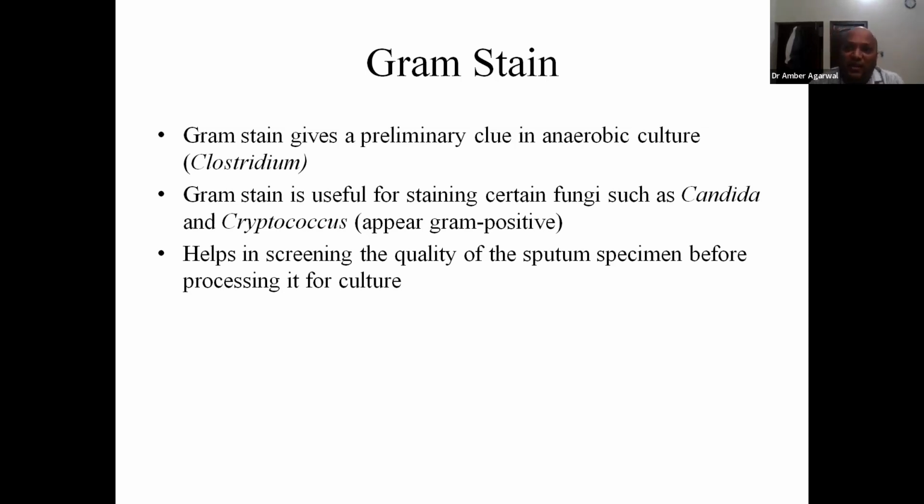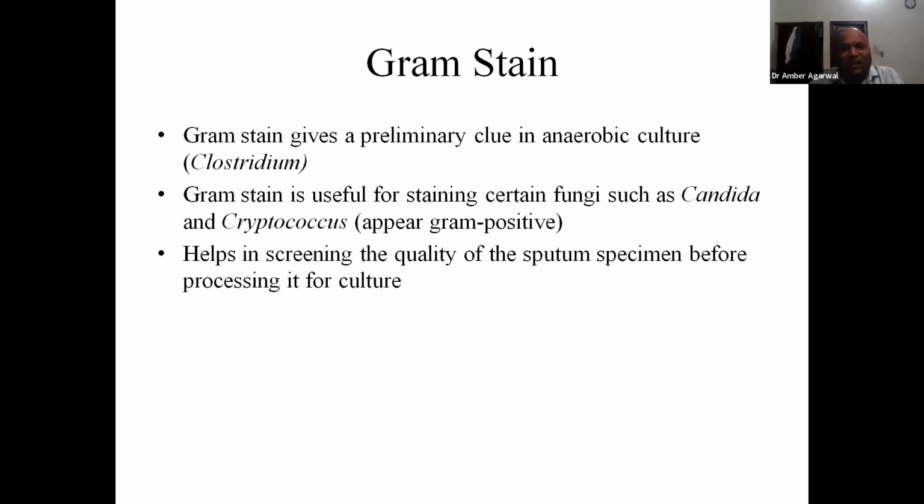Now, gram stain is not only for bacteria. Fungal organisms such as Candida can also be seen on a gram stain, and they look gram positive, oval shaped. The size is a bit more than a cocci.